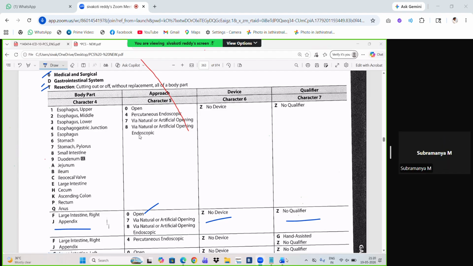Ask about the qualifier, please. Qualifier has no specific meaning. Qualifier value depends on the root operation. For biopsy procedures, diagnostic qualifier. In biopsy, in the approach, the natural number 7, I did not get exactly, sir. What is that natural number 7?